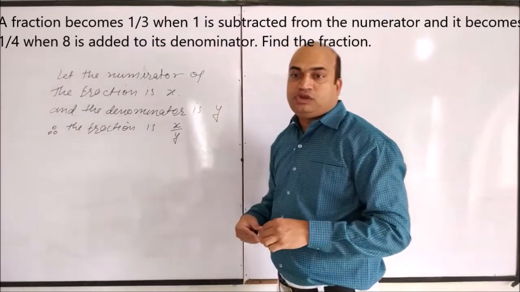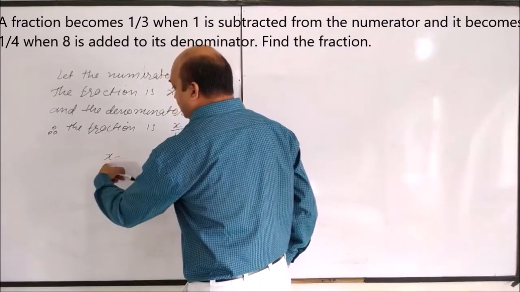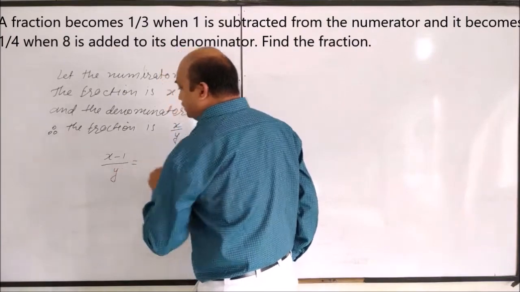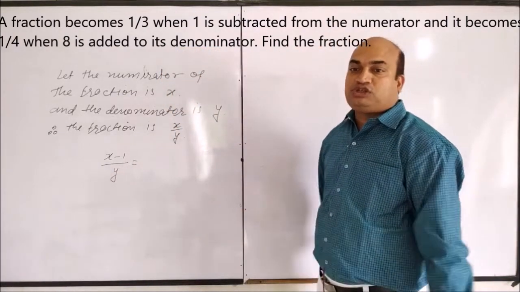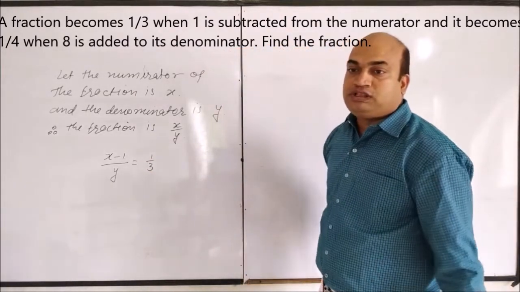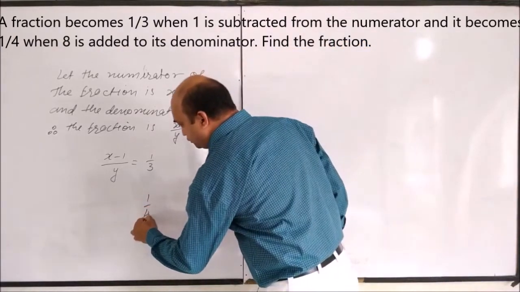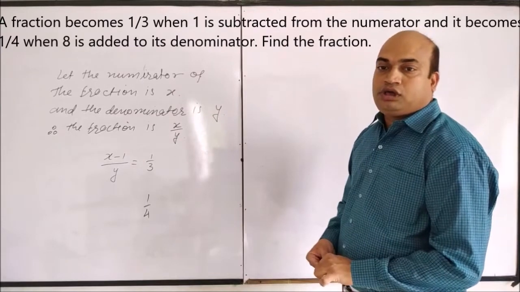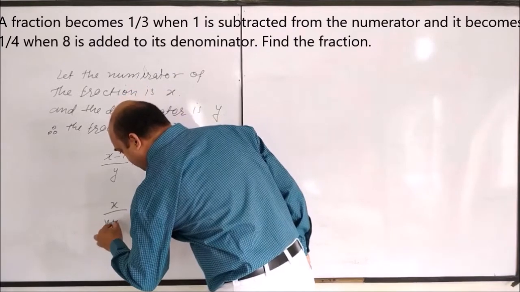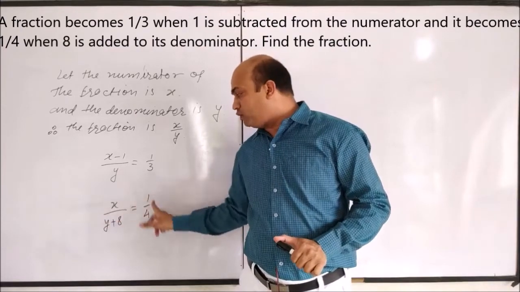Now question says, if we subtract 1 from the numerator, you see numerator is X, 1 we subtract, it will be X minus 1. Denominator is Y. The question is, a fraction becomes 1 by 3 if 1 is subtracted from the numerator and it becomes 1 by 4 if 8 is added to the denominator. If we add 8 to denominator, it will become 1 by 4.